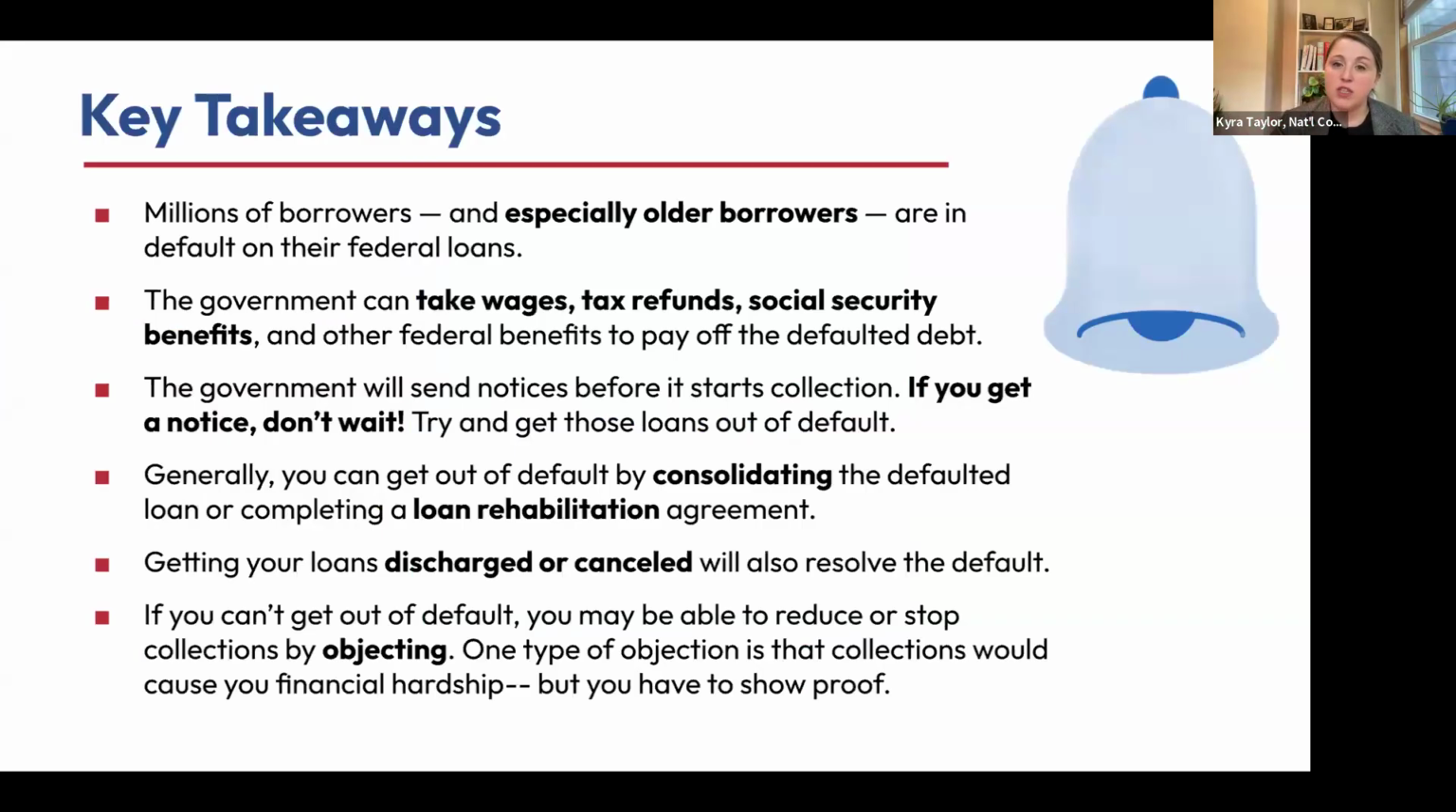Millions of borrowers, and especially older borrowers, are in default on their federal student loans. The government can take wages, tax refunds, Social Security benefits, and other federal benefits or payments to pay off defaulted debt. And there is no statute of limitations on federal student loan collections. The government will send notices before it starts collections.